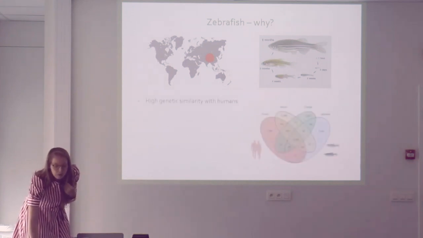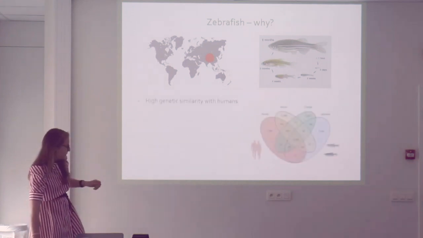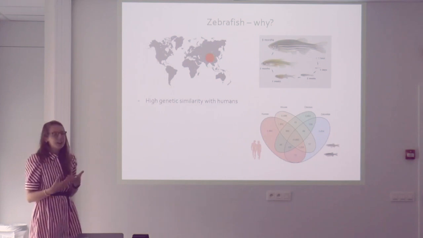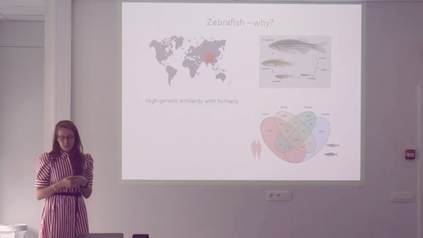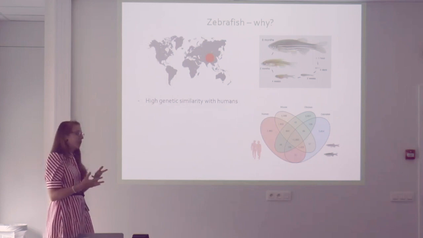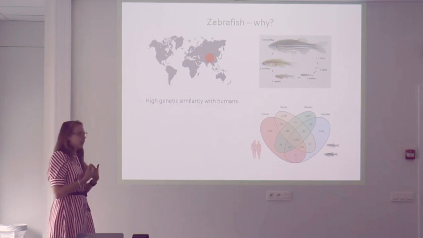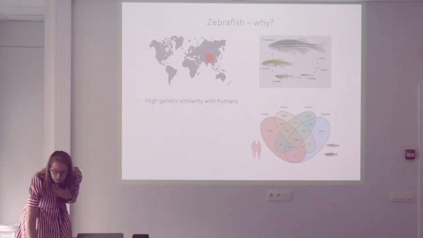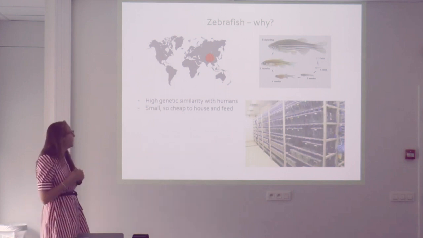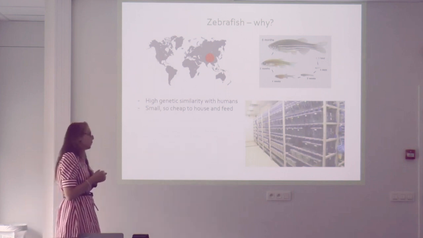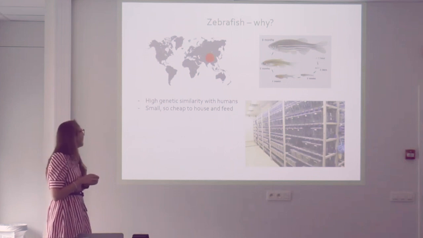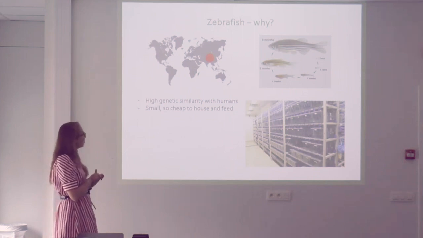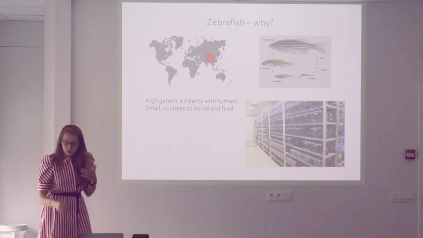Then you have a lot of other nice features. It has a high genetic similarity with humans. You would not expect that, but actually it is true. It's not to the same extent as with mice, but it is enough to perform trustworthy and reliable research on. Another thing that is very good, because research is expensive, is that it's a small animal, as you will see also in our tour in our zebrafish facility. So it's cheap to house and to feed.